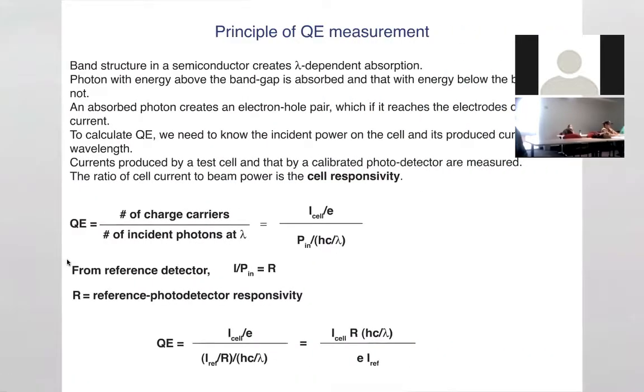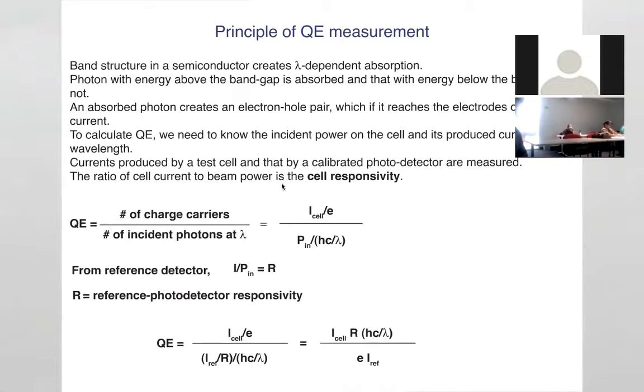Okay, so the measurement itself is wavelength dependent, as we know, because the band structure in a semiconductor creates wavelength-dependent absorption. Photons with energy above the band gap are absorbed, and with energy below the band gap are not. An absorbed photon creates an electron-hole pair, which, if it reaches the electrodes, creates current. To calculate quantum efficiency, we need to know the incident power on the cell and its produced current at each wavelength. So currents produced by a test cell and by a calibrated photodetector are measured. The ratio of the cell current to the beam power is the cell responsivity.